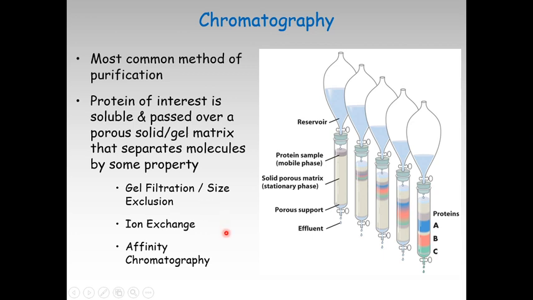Now, there are three major kinds of protein purification techniques. One is called gel filtration or size exclusion, which makes use of the size of the protein, and based on the size, proteins are separated. Ion exchange is based on the charge of the protein. Proteins are separated based on their charges. Affinity chromatography is based on the binding affinity of proteins to a specific solid support.